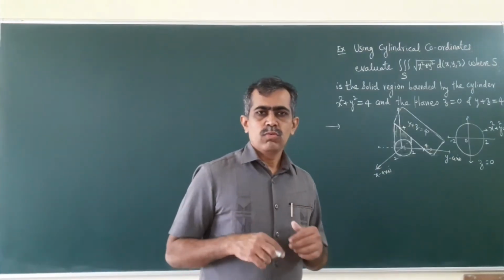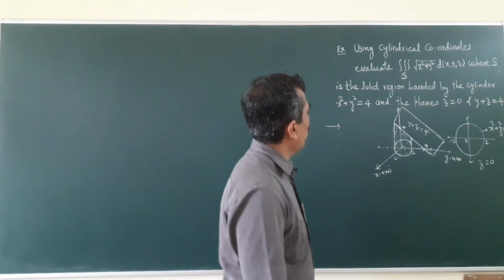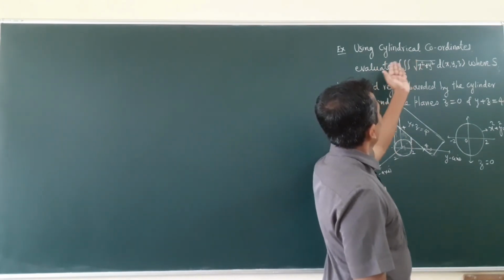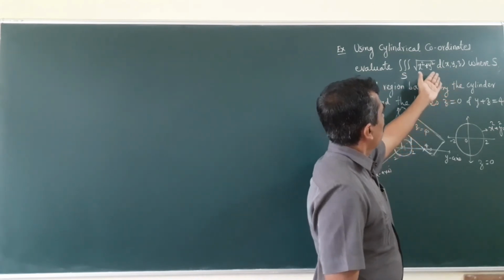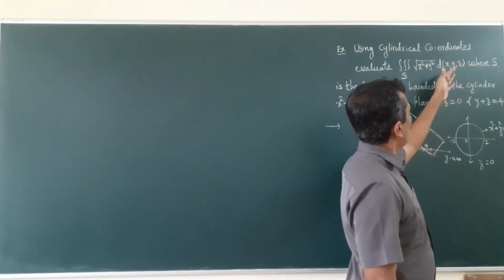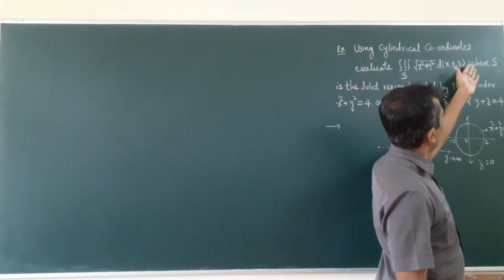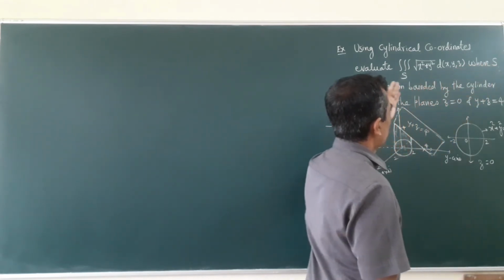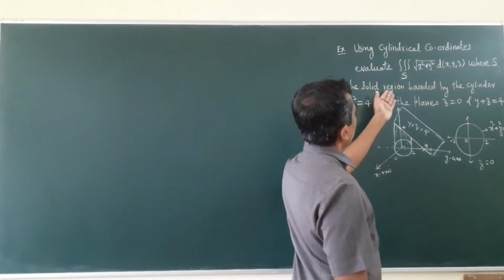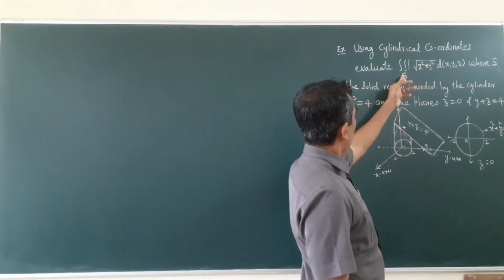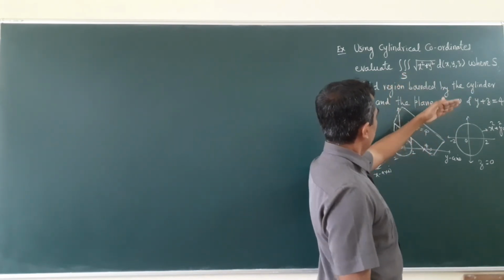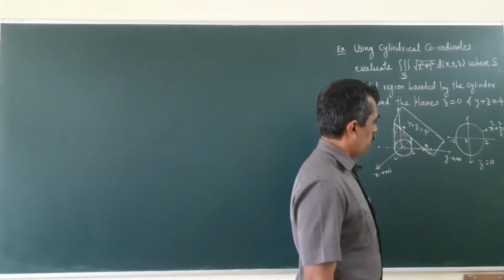Now, let us do one more problem on cylindrical coordinates. Evaluate the triple integral over S of root of x square plus y square dV, means dx dy dz or dz dy dx as you may wish, where S is the solid region bounded by the cylinder. How is this region? It is the solid region bounded by the cylinder x square plus y square is equal to 4.